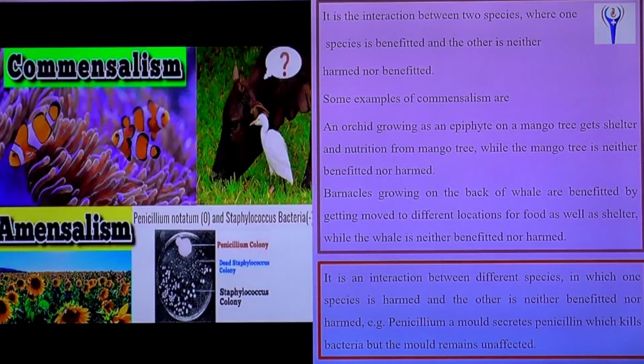Orchid means a kind of small plant which grows on the mango tree. The orchid is getting shelter from the mango tree, but the mango tree gets no use from it. So one benefits, and the other has no value, neutral, no harm, no benefit. Second, barnacles growing on the back of a whale, which are benefited by getting moved into different locations for food as well as shelter, while the whale is neither benefited nor harmed. Barnacles are small kinds of shellfish.